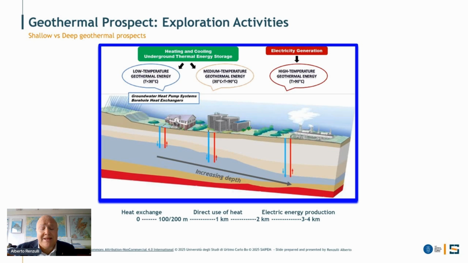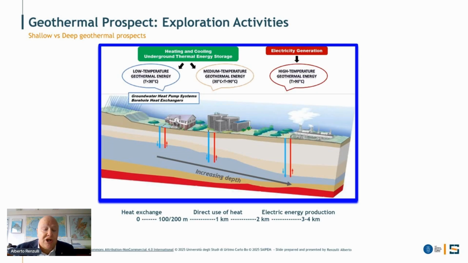But if we go deeper, as you can see, 1 kilometer or 1.5 kilometers, in certain geological conditions, we can find hot water that we exploit directly. As you can see in the slide, we can use these hot waters at 1 kilometer or 1.5 kilometers of depth for so-called district heating. Then, going even deeper in more particular geological conditions, which we will get into later, we can encounter much hotter fluids.